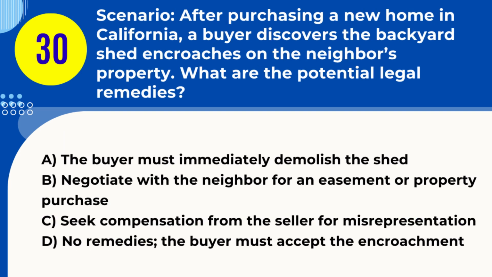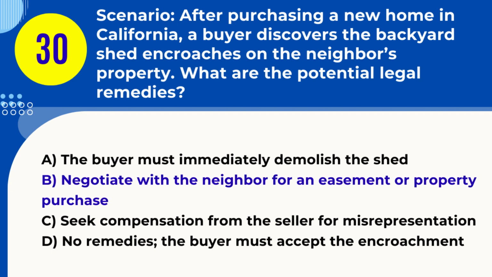Question 30. Scenario: After purchasing a new home in California, a buyer discovers the backyard shed encroaches on the neighbor's property. What are the potential legal remedies? A. The buyer must immediately demolish the shed. B. Negotiate with the neighbor for an easement or property purchase. C. Seek compensation from the seller for misrepresentation. D. No remedies. The buyer must accept the encroachment.